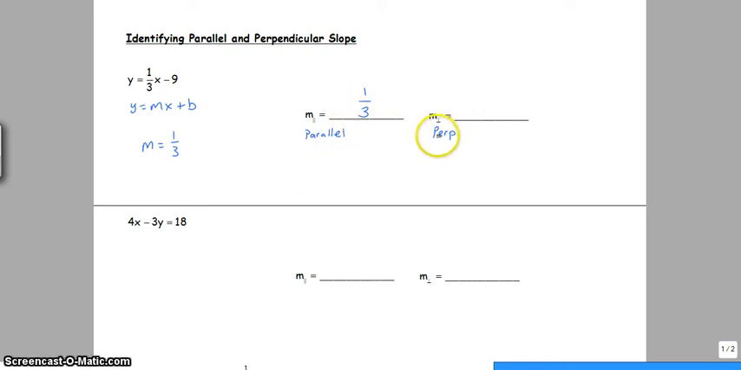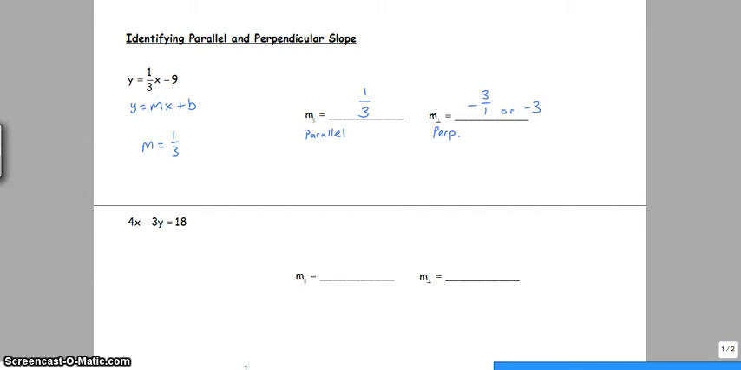Perpendicular, however, is both opposite and reciprocal. Those are two different things. Opposite is positive or negative. Reciprocal means you flip your fraction, change numerator and denominator. This is a positive 1/3, so the perpendicular slope will be negative. This is 1/3, so the perpendicular slope would be 3/1. You always take the reciprocal. You could write it this way, or you don't need the 1 in the denominator, and you can just write that as -3.